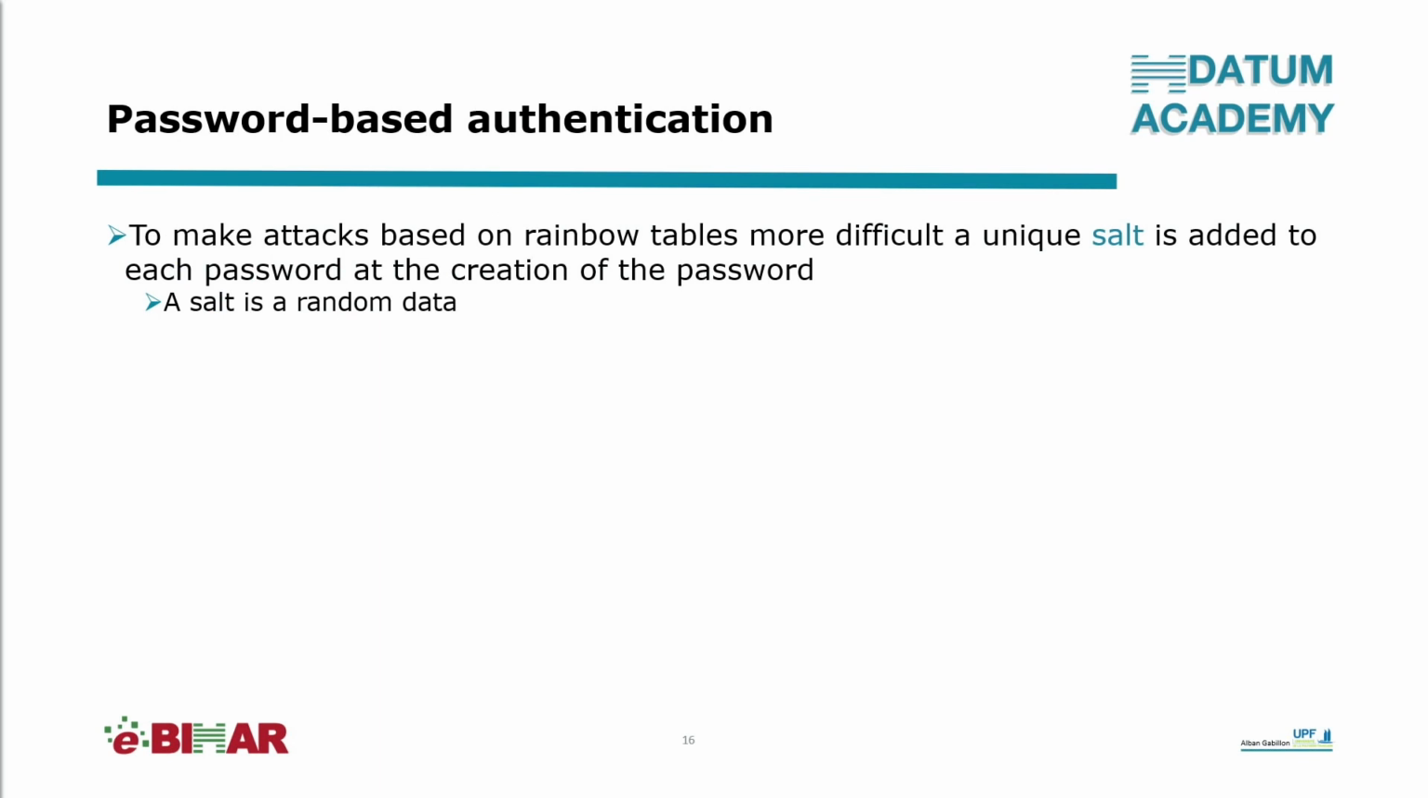Since attacks using rainbow tables are very efficient, people have tried to design better systems. To make attacks based on rainbow tables more difficult, a unique salt is added to each password at the creation of the password. A salt is random data generated by a pseudo-random generator when creating a password. A salt is not secret data.